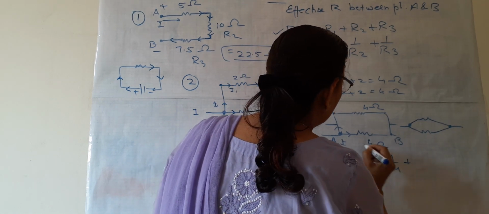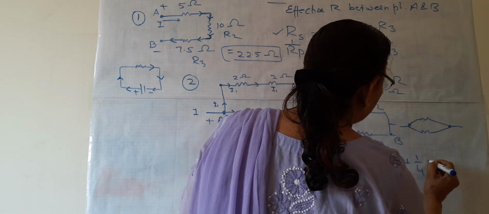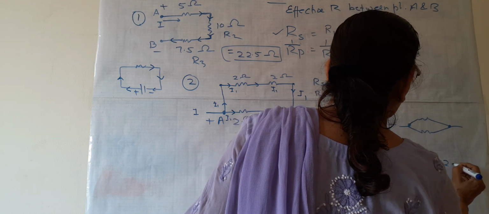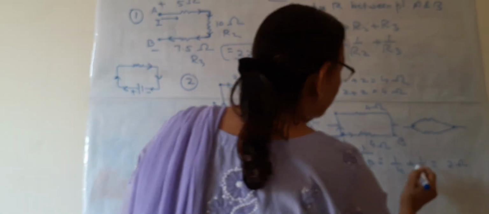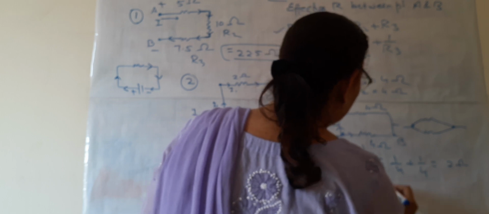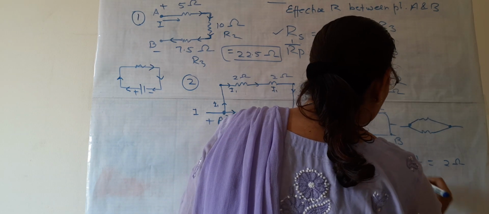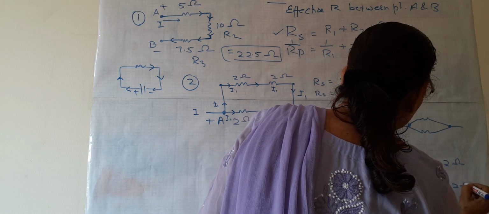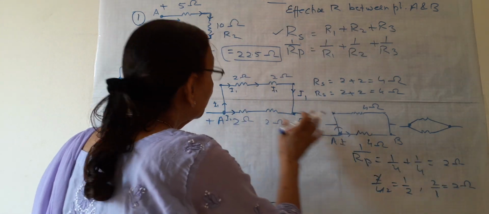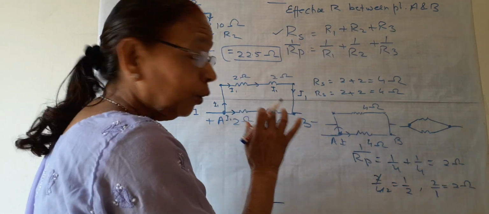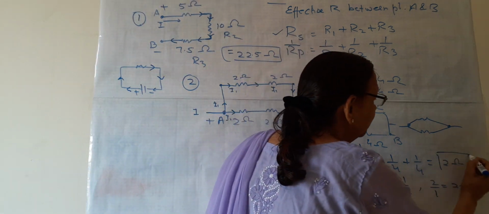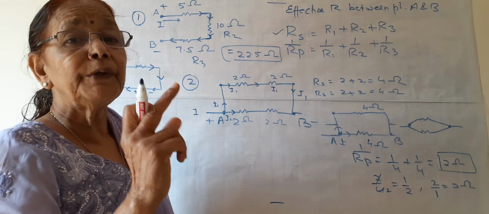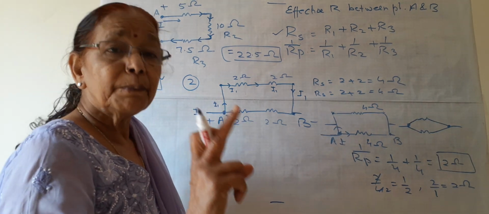We can calculate: 1 by Rp is equal to 1 by 4 plus 1 by 4, which is 2 by 4, that is 1 by 2. When we turn it upside down, it is 2 by 1, or 2 ohm. So the total resistance of this circuit is 2 ohm. This is the answer.